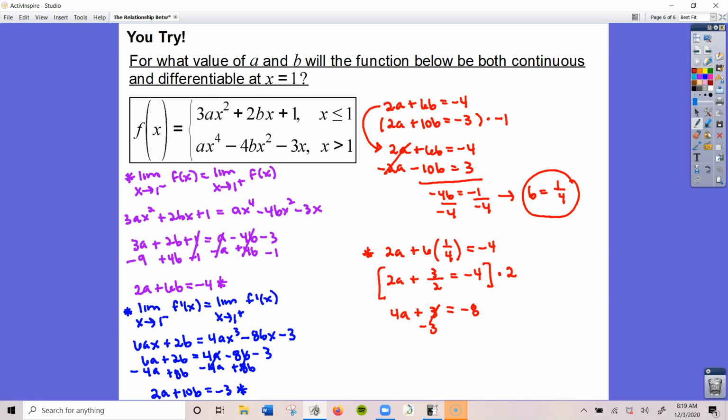Here I would subtract the 3. I get 4a is equal to negative 11, and then divide by 4. So a is equal to negative 11 over 4. And that's differentiability and continuity.